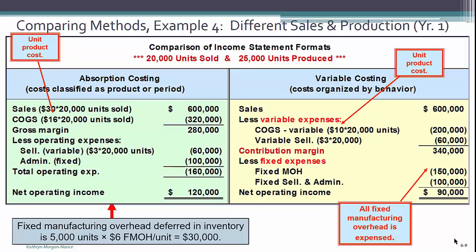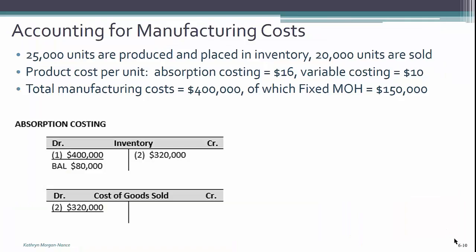But first, I'd like to walk you through the cost flows associated with the two methods. Three accounts illustrate the impact on the financial statements due to the difference in the way the costing methods treat fixed manufacturing overhead. The impact is especially visible when units produced differ from units sold. Those three accounts are inventory, cost of goods sold, and fixed manufacturing overhead. Note that we will be accounting for $400,000 in manufacturing costs split between $250,000 in variable cost and $150,000 in fixed expenses.